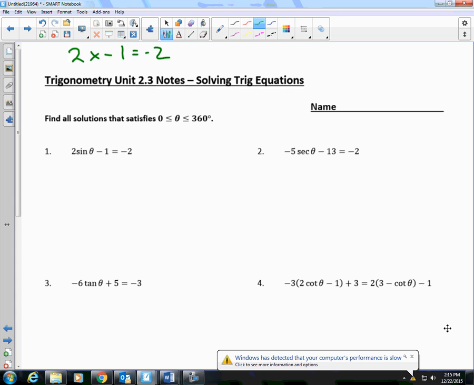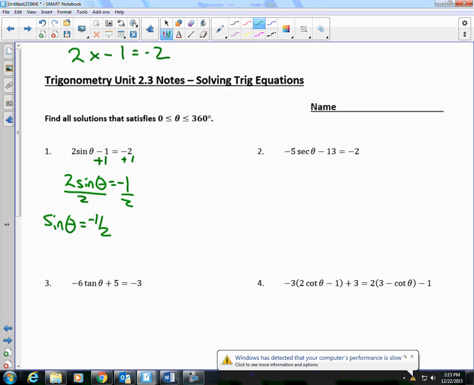And so we will start just like you would with this problem. We add 1. So I get 2 times the sine of theta is equal to negative 1. Now, you like it, don't you? You just add 1 to both sides. Now we divide by 2. So the sine of theta is equal to negative 1/2.